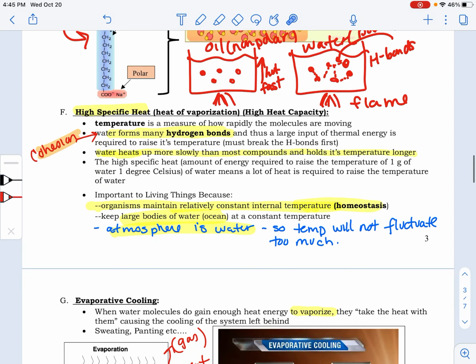Okay, so why is that? That's good for living things, because we're trying to keep our temperature constant. We call that homeostasis, when you try to keep something constant. Or, we have ways to kind of heat up and cool down. We don't want our temperature spiking up and down. Also, from a larger standpoint, like an Earth atmosphere or ecosystem level, our atmosphere is water, clouds, and water vapor. And so that makes sure that the temperature of our environment is not fluctuating too much.